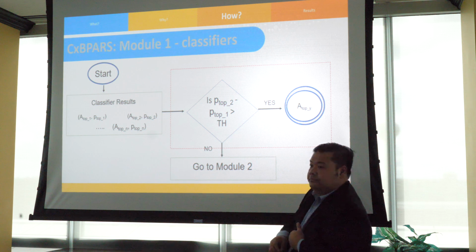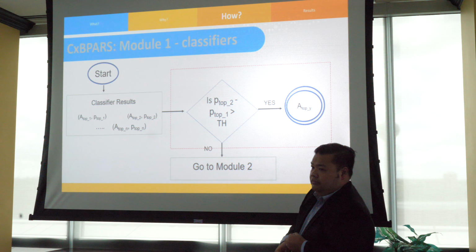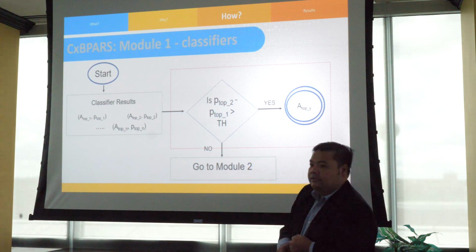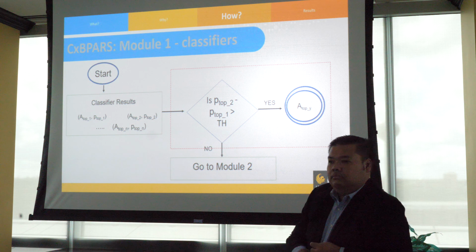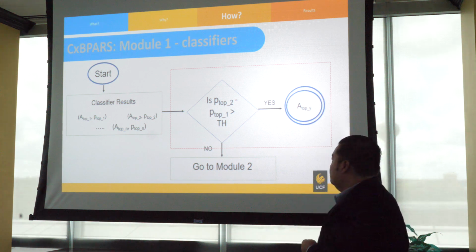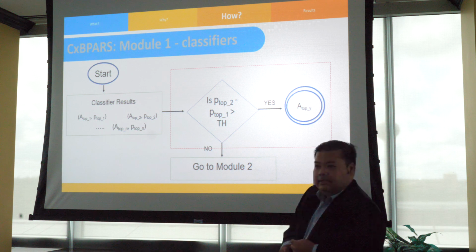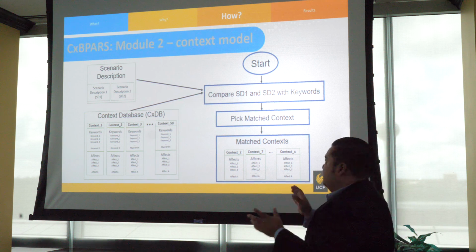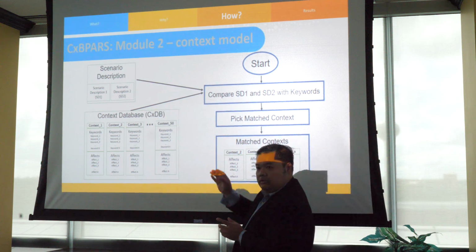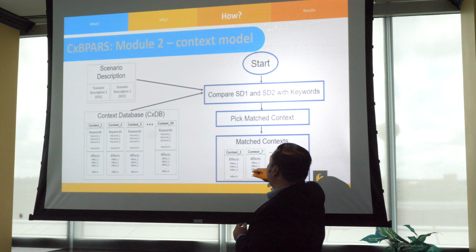So the classifiers are outputting probabilities, their confidence. I see. So you're only limited to using classifiers that can produce that probability. Yeah. Next slide, please. Does it answer your question? Yeah. Okay. So basically, if the difference is not higher than a certain threshold, we do context modeling.